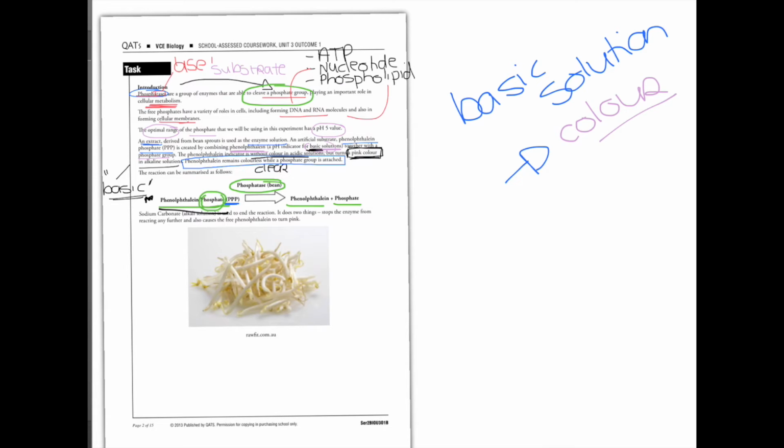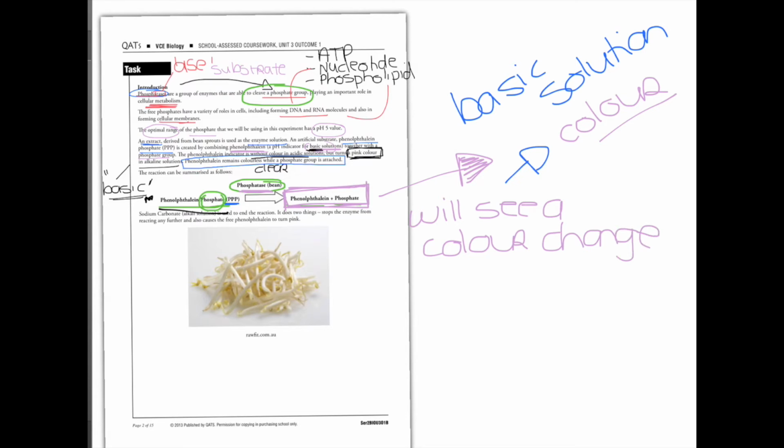However, the phenolphthalein remains colourless while a phosphate group is attached. So if we get to this side of the equation, because the phosphatase has worked and it's been able to bind to the phosphate group, then we're going to see a colour change. But remember, it does need to be in a basic solution.